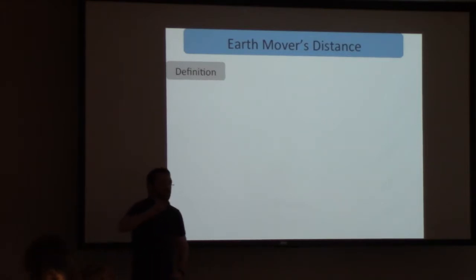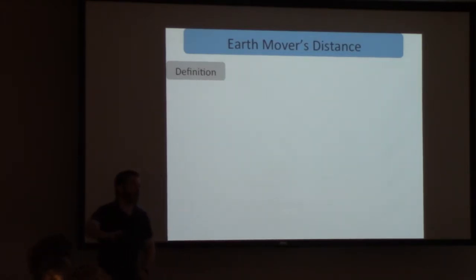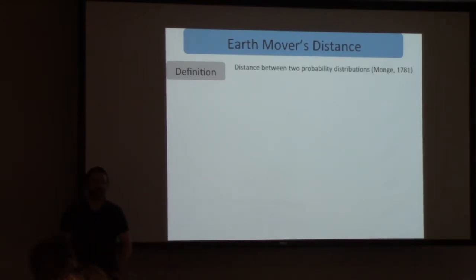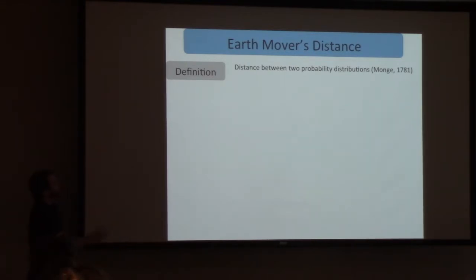Earth mover's distance is a very old and mathematical metric distance that has been rediscovered in many different fields over the years and used all over the place. So it's a distance between two probability distributions, first introduced by this French mathematician in the 1700s.